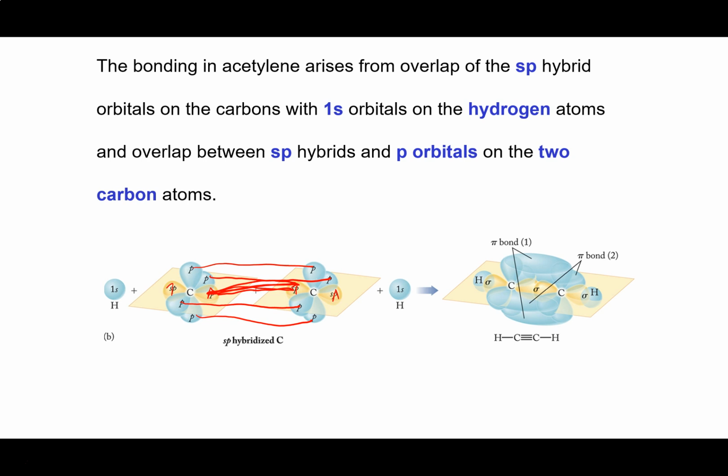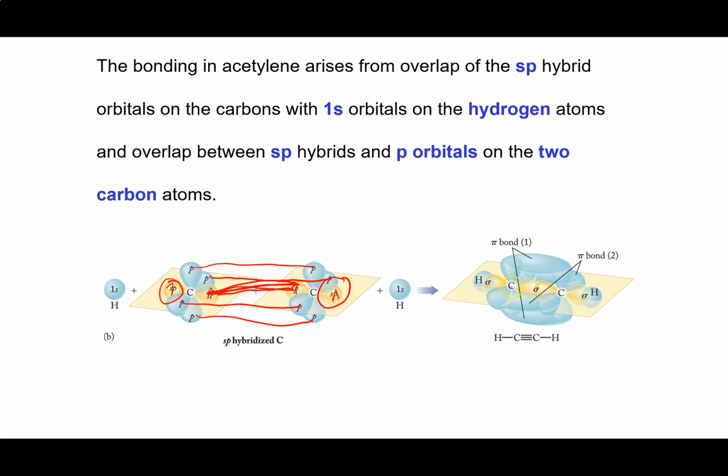So that's very difficult to see. You wouldn't be expected to draw that. And now every carbon has this singly occupied sp orbital left, which is ready to overlap with the hydrogen 1s. So it all comes together like this. You get a sigma bond forming between the hydrogen and the carbon.